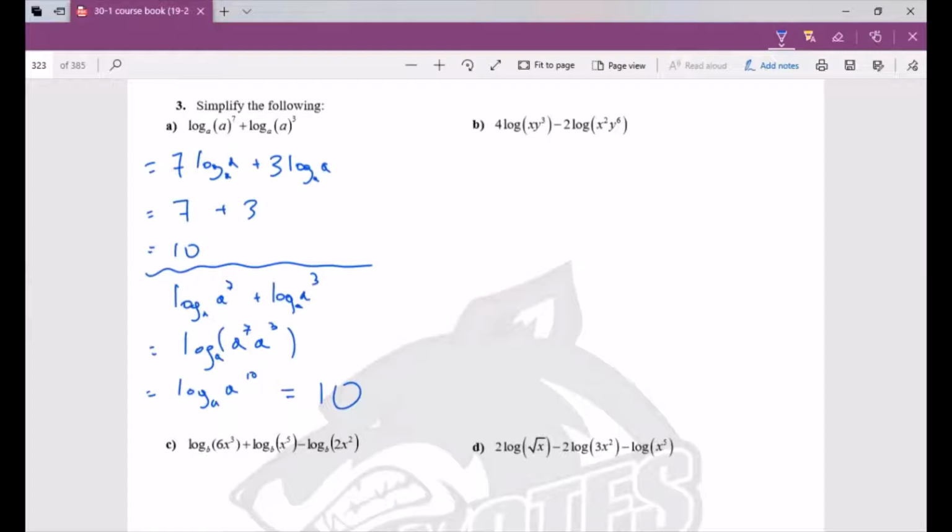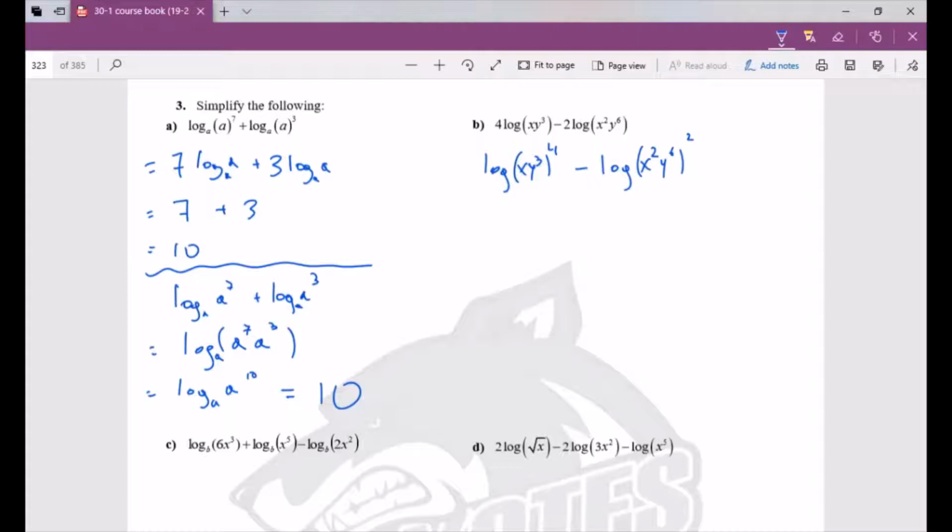In this case, we have these logarithms. We have different arguments in them. So let's bring that 4 inside the logarithm and call this the logarithm of (x y cubed) all to the 4, minus logarithm of (x squared y to the 6) all to the 2. So just bringing those coefficients inside.